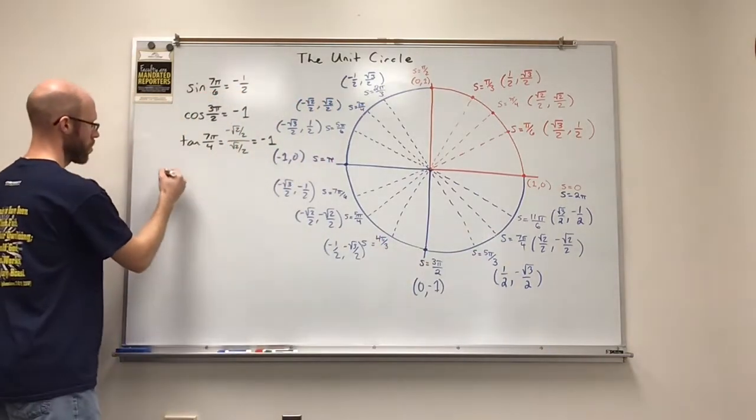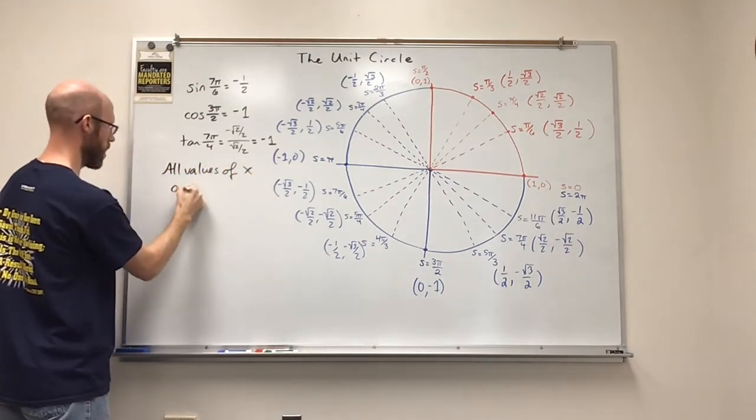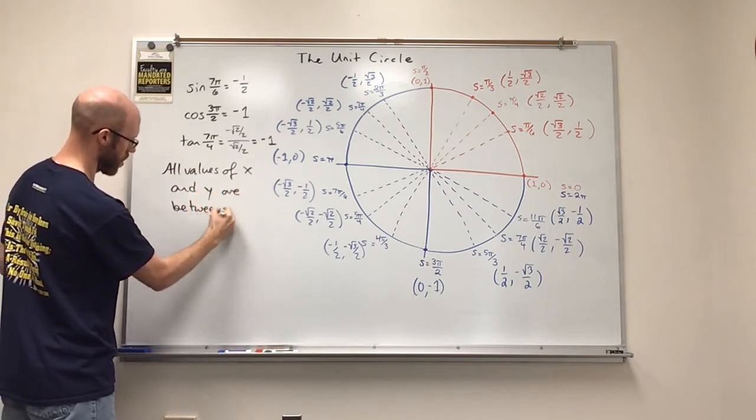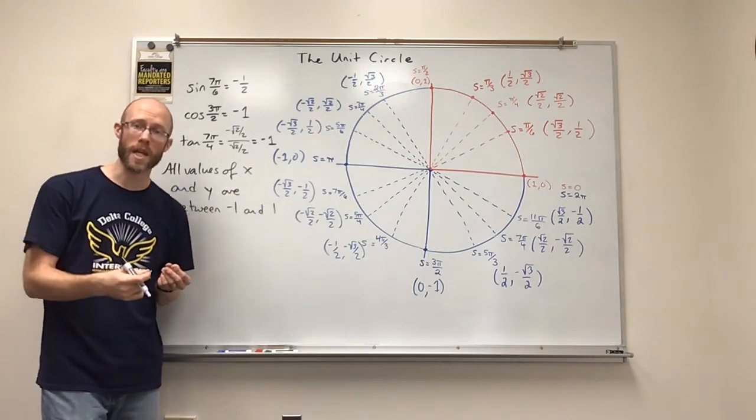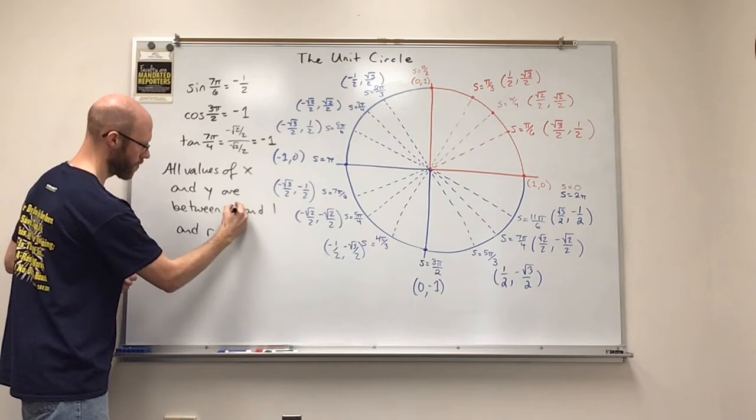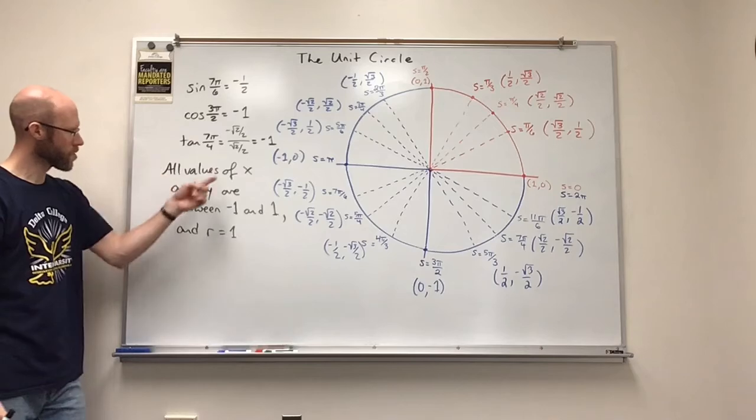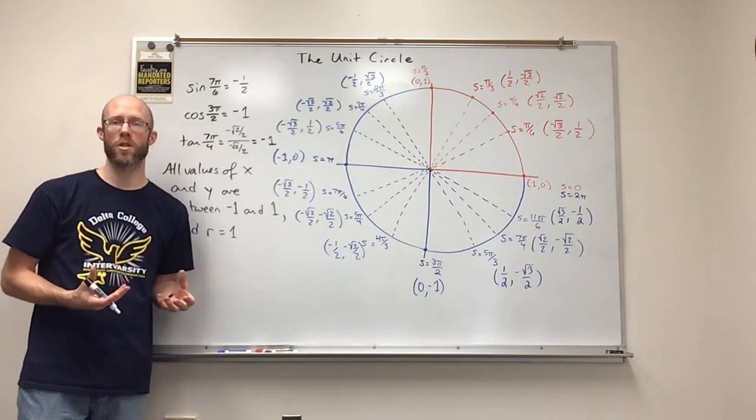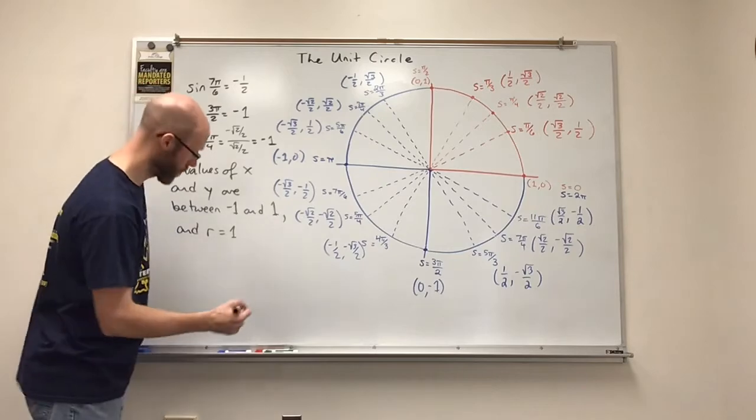And so all values of x and y are between -1 and 1, okay? And we know that the radius is 1, and r equals 1. I'm going to rewrite those. There we go, I like that better. So all values of x and y are between -1 and 1, and r is equal to 1. That puts some restrictions on the values of the sine, cosine, tangent, and the cosecant, secant, and cotangent.